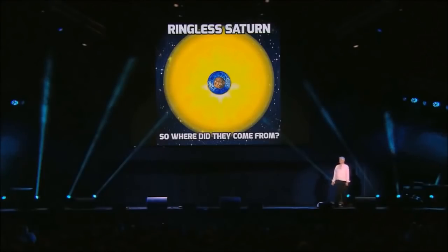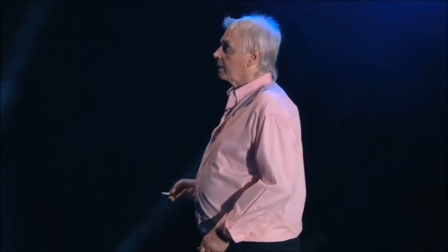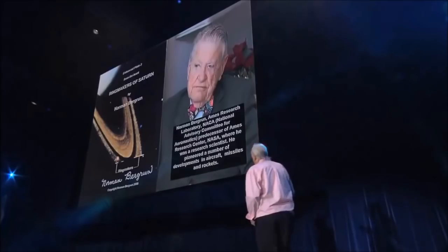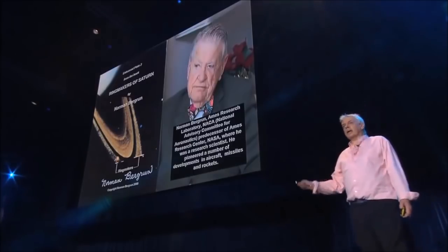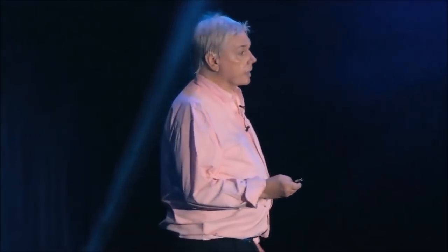So Saturn was ringless, according to the ancients, before this great catastrophe. So where did the bloody rings come from? This man, Norman Bergrun, has a long history, he's in his 90s now, of working in high-tech space and missiles and NASA and all the rest of it. And he wrote a book some years ago called The Ringmakers of Saturn, because when he studied pictures of the rings, he realized they were changing, and not only changing, they were being made as you looked at the pictures.